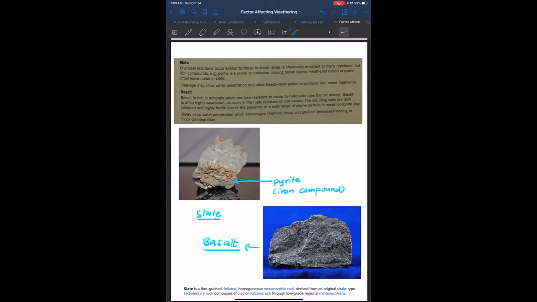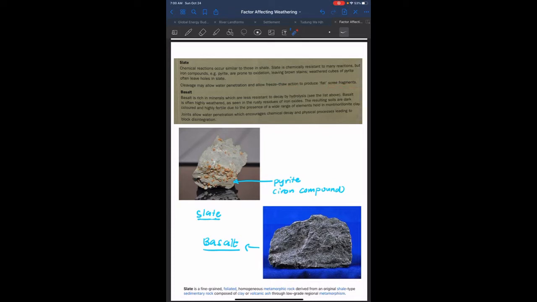Okay, another rock type will be slate. Slate's chemical reactions occur similar to those of shale. Slate is chemically resistant to many reactions, but because of the presence of iron compounds in the rock, such as pyrite, it is prone to oxidation, which leaves brown stains. Weathered cubes of pyrite often leave holes in the slate. Cleavage, or the line of weakness, may allow water to enter and freeze-thaw action to produce flat scree fragments.